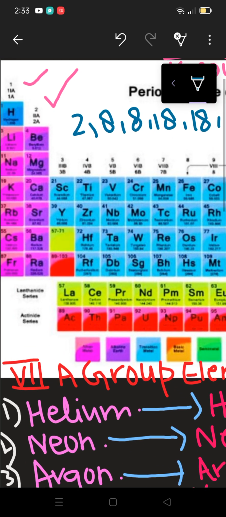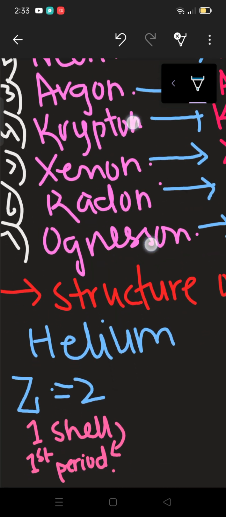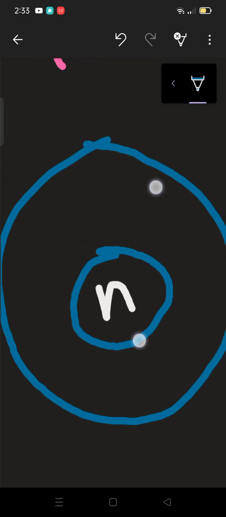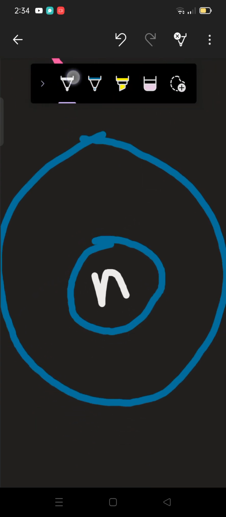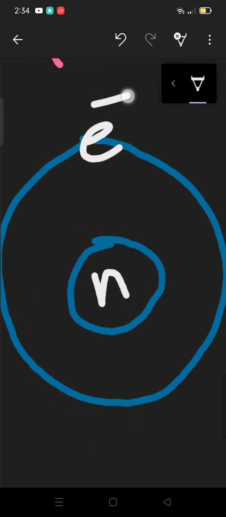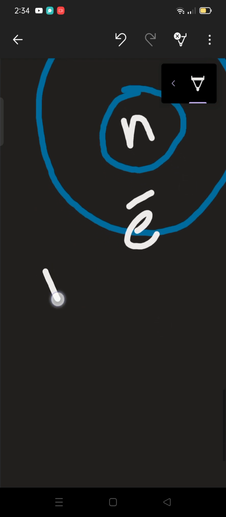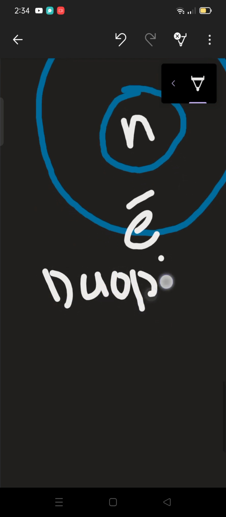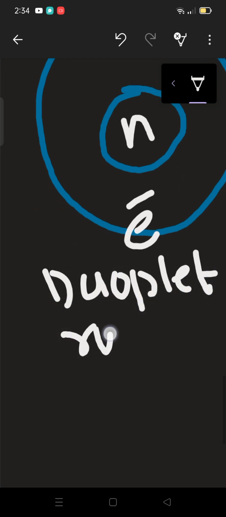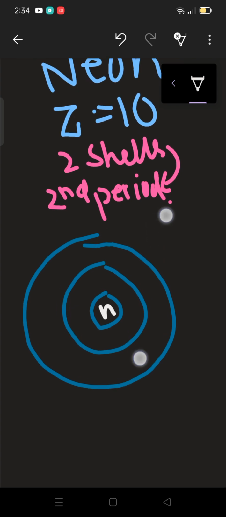So since we have two first, two electrons would be there in the first shell, which is the K shell. So I am making electrons here. 1, 2 means it is stable, like it has completed its duplet rule. So it is completed. Alright, so let's go towards neon.